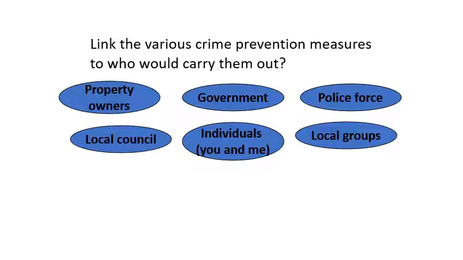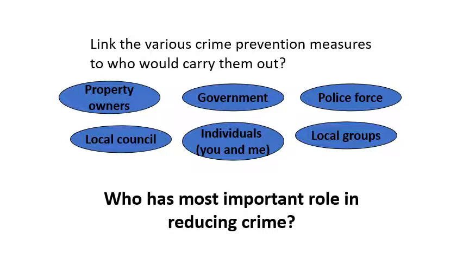So before we get onto the photographs, here are some of the different groups that could be responsible for helping to reduce crime. It could be the people that own the property. So think about the things that they could do. What could the government do to help reduce crime? They're responsible for making the laws. It could be the police force. How could they help to reduce crime? It could be the local council. They might be responsible for working with the police force or the different things that they would be involved in.